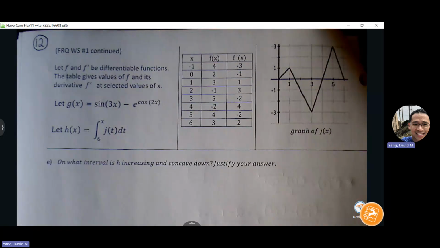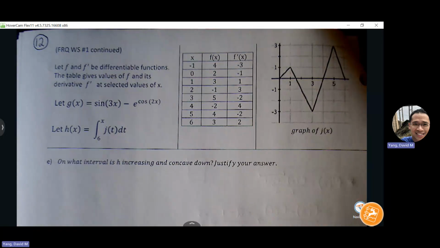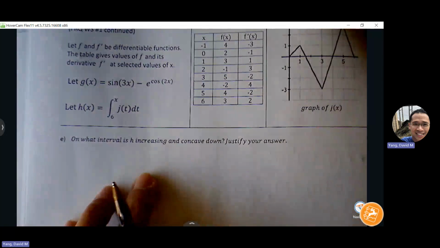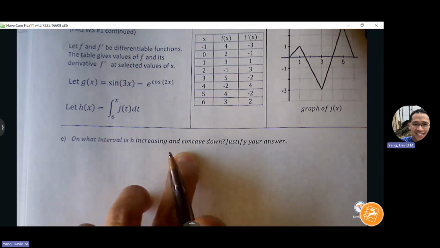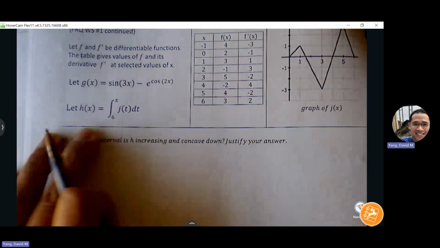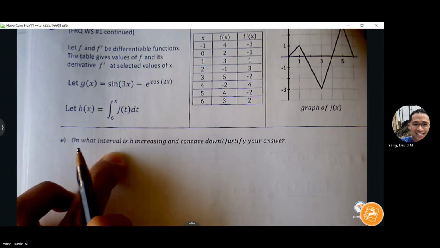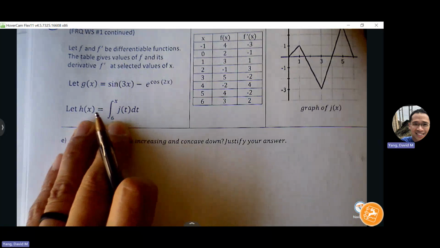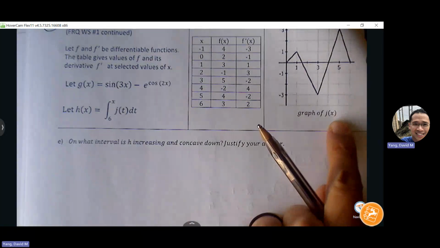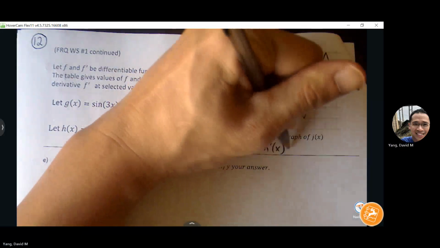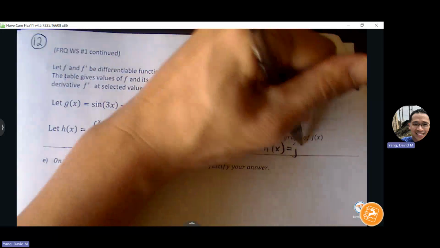All right, first page, everybody okay? All right, second page. On what interval is H increasing and concave down? So we know that we don't have the H graph in front of us, but we do have something related to the H graph. We know that H prime is equal to J of X.